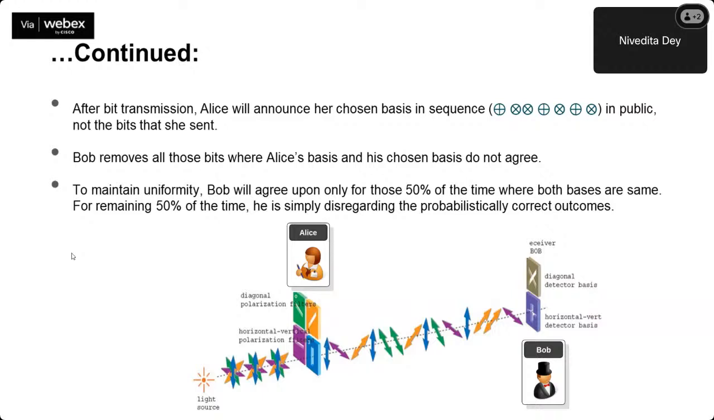And Bob removes all those bits where Alice's basis and his chosen basis do not agree. And to maintain the uniformity, Bob will agree only for those 50% of the time where both bases are the same. And for the remaining 50% of the time, he is simply disregarding the probabilistically correct outcomes. He is simply cancelling it out. He is not choosing it, though it is probabilistically correct. So ultimately, though we have an option to get a 75% match between Alice and Bob, for the practical realization, Bob will ultimately take into consideration the 50% cases.